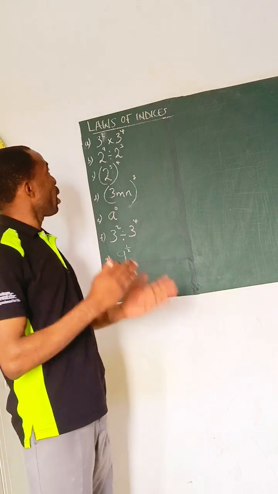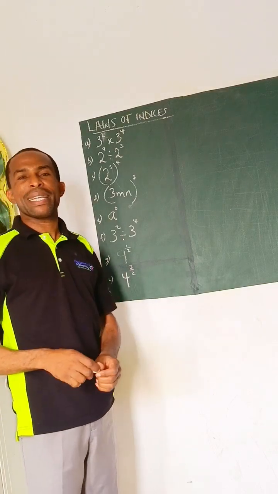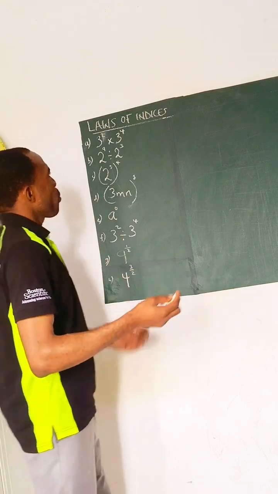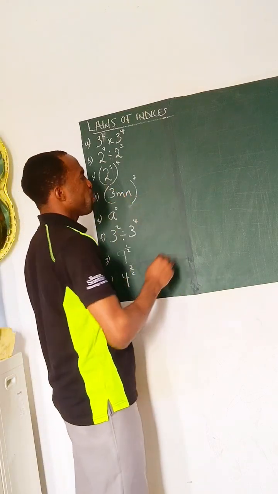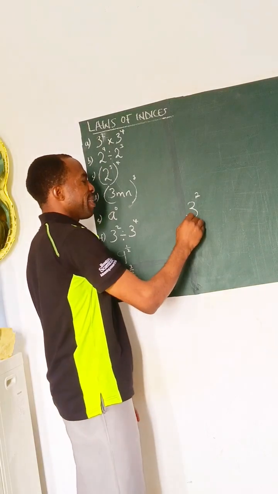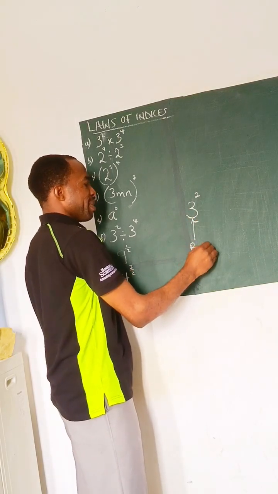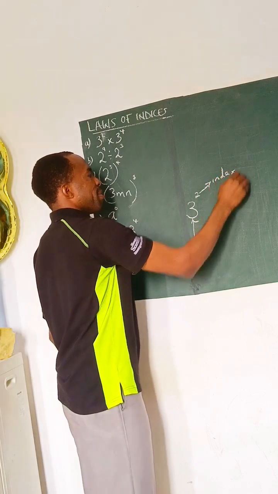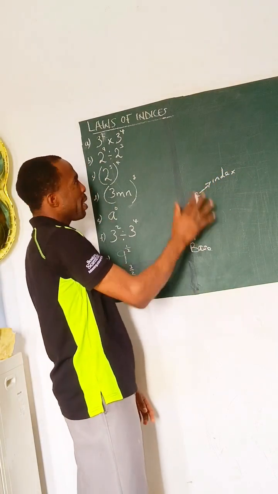Today we're going to look at laws of indices. When we talk about index notation, it is a way of shortening the product of two numbers. Now, if you have a number, let's take for example, 3 raised to power 2. This 3 is called the base, and then 2 is called the index. So we call this index notation.